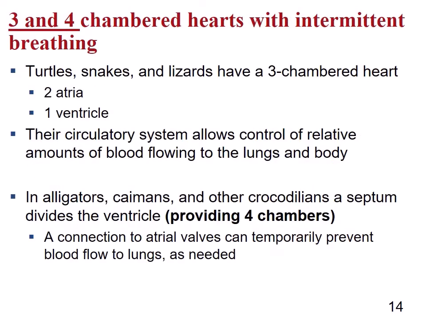Turtles, snakes, and lizards have a 3-chambered heart with 2 atria and 1 ventricle. And again, that circulatory system allows kind of control of the relative amounts of blood flowing to the lungs and the body. But in alligators and caimans and other crocodilians, they have a septum that divides the ventricle, basically providing 4 chambers. And then you've got a connection to the atrial valves that can temporarily prevent blood flow to the lungs as needed. If you think about these things, life histories and what they need to do, like think about how long an alligator or a crocodilian needs to be able to stay underwater, and that is a good adaptation for them.